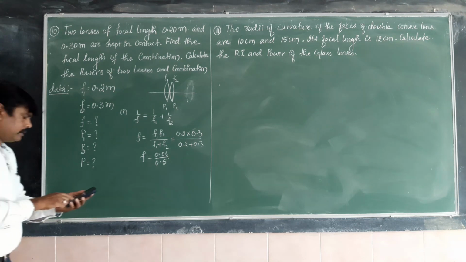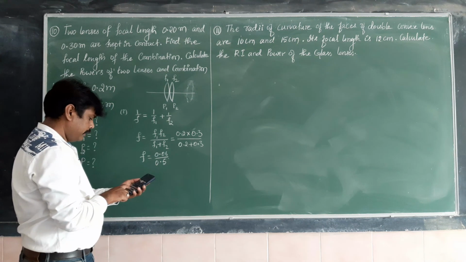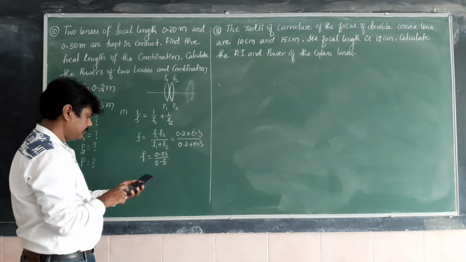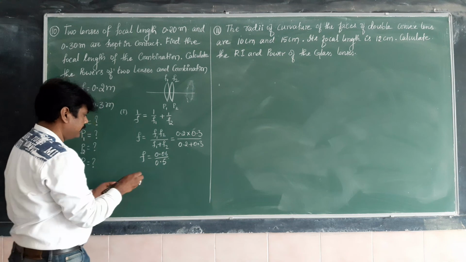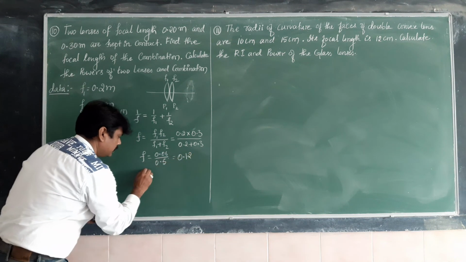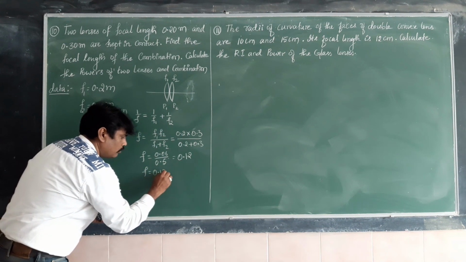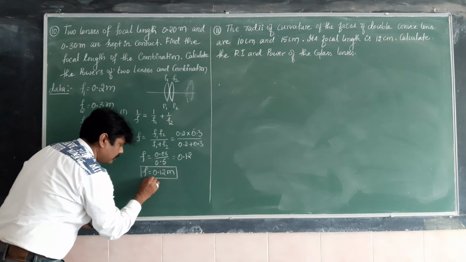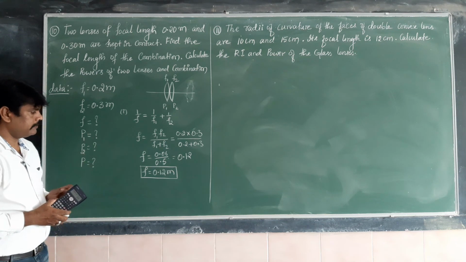Okay, I will use the calculator to simplify this one. It should be 0.06 divided by 0.5. You get an answer of 0.12. Then the focal length of the combination becomes 0.12 meter. This is the answer for the equivalent focal length. This is the first part.